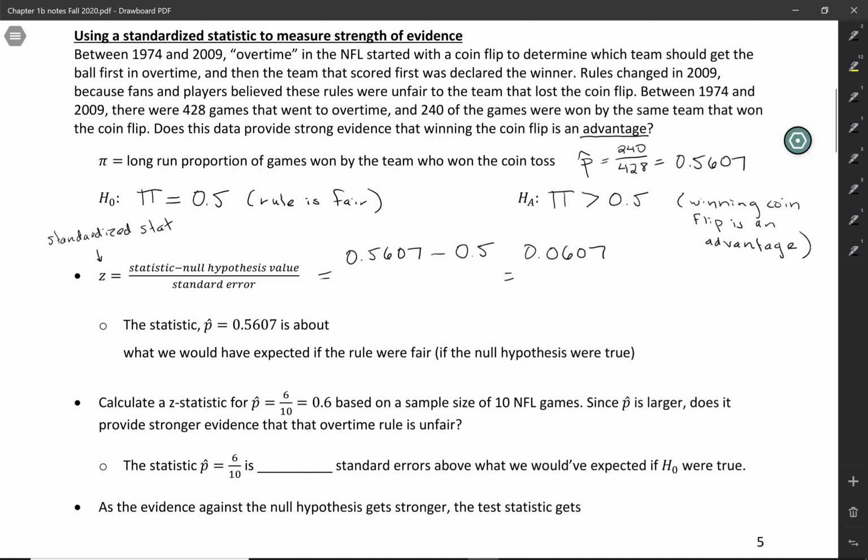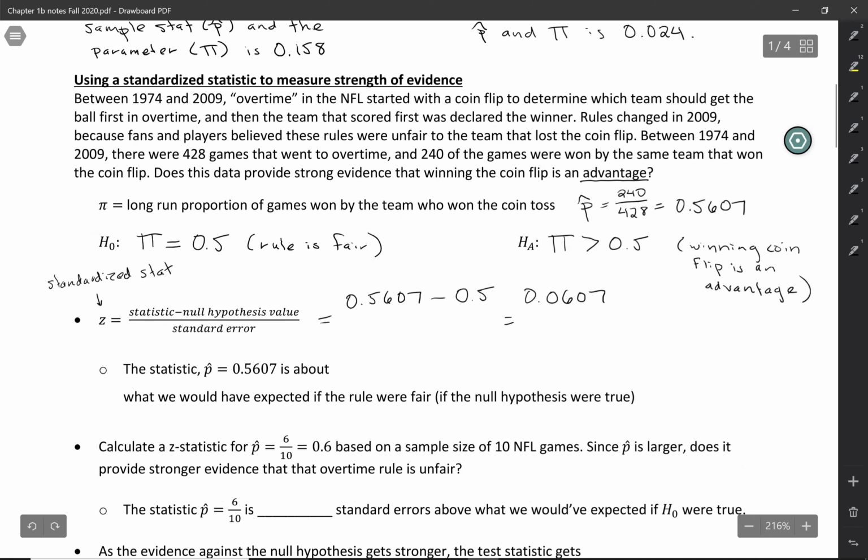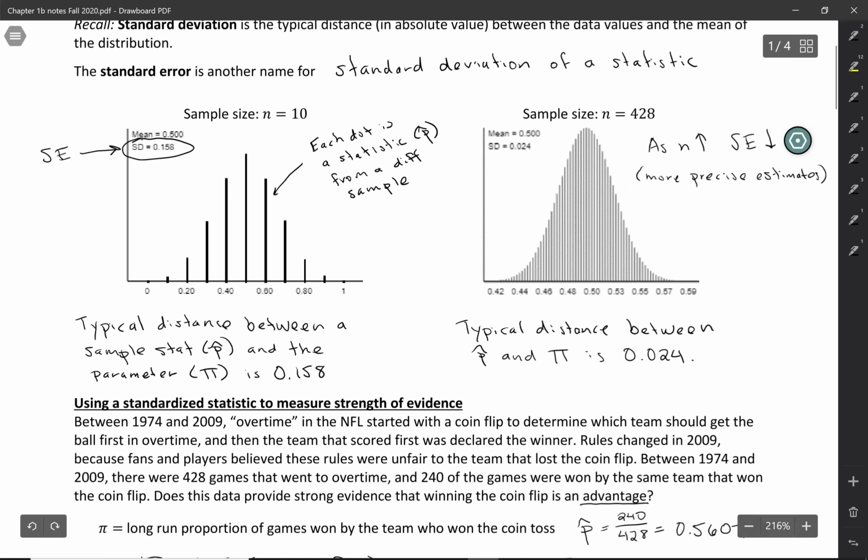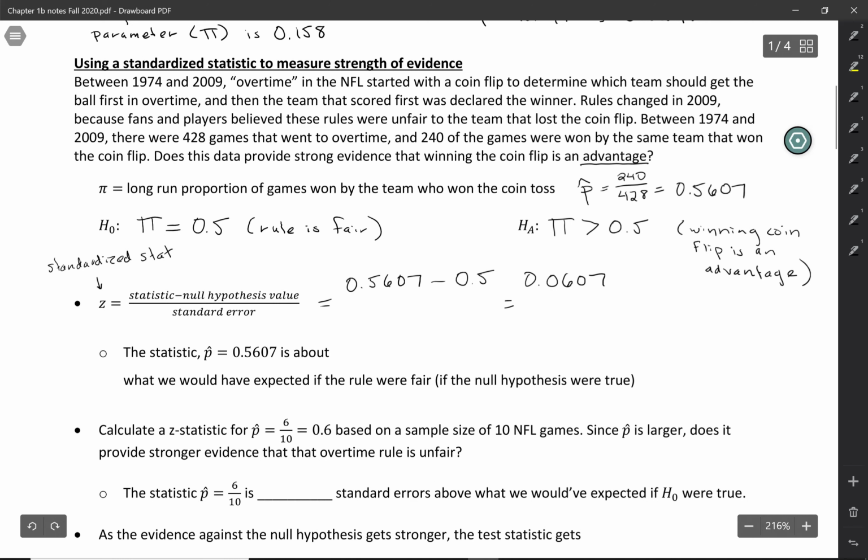So instead we're going to standardize by putting it in terms of the standard error. So I'm going to go back up here. We had this sample size of 428 looking at the coin flips, and we got the value for the standard error here was 0.024. So I'm going to fill in that standard error into the formula for my Z-statistic. So now I'm not just looking at the distance between what really happened and what we expected under the null. I'm looking at the distance in terms of the standard error. So when I calculate this, I get 2.529.